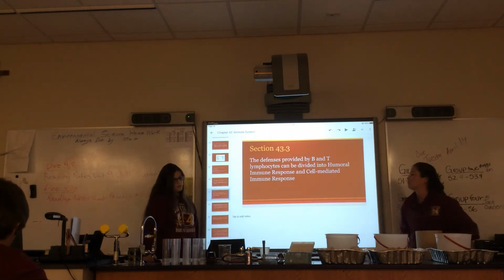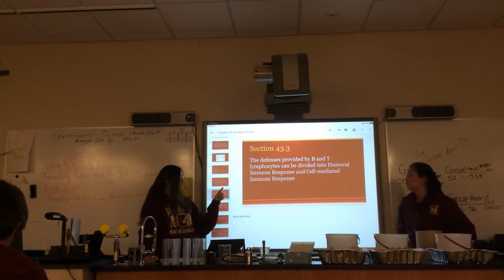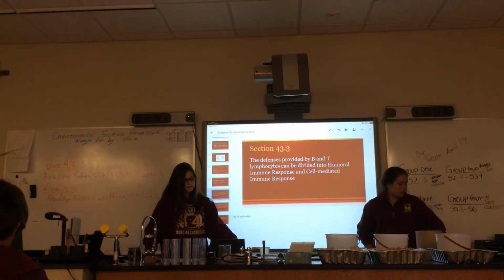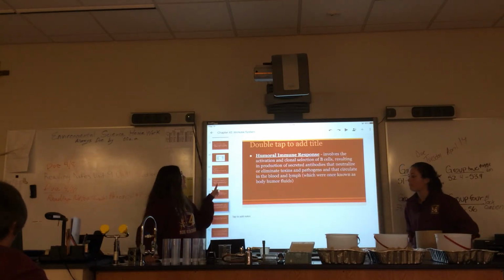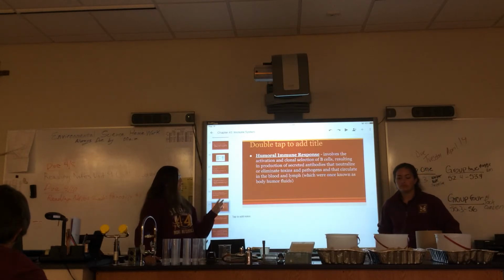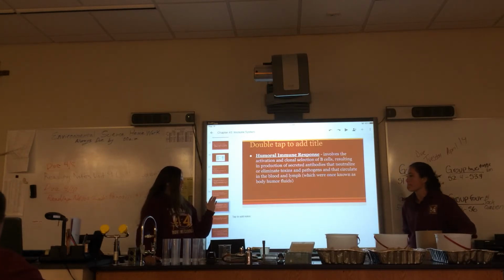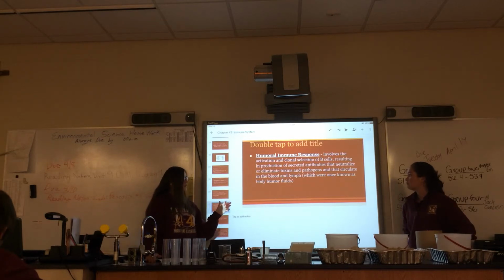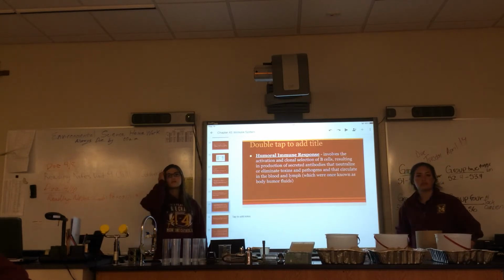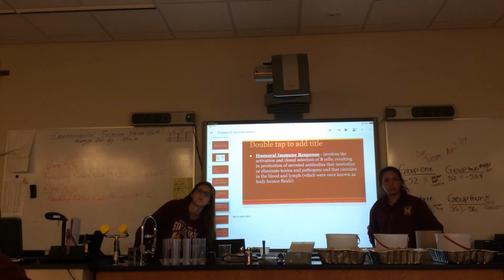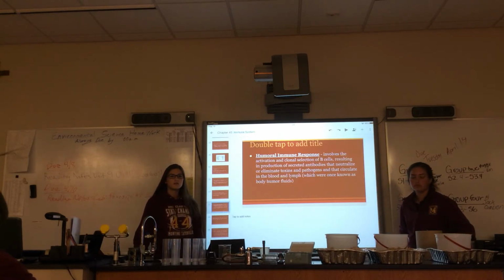So the defenses provided by the B and T lymphocytes can be divided into the humoral immune response and the cell-mediated response. The humoral immune response involves the activation and the cloning of the B cells, and it results in the production of secreted antibodies that neutralize or eliminate toxins and pathogens, and that circulates in the blood and the lymph, which was once known as the body humor fluids. Humors is a very old term that refers to the fluids of the body. So it's a fluid immunity.